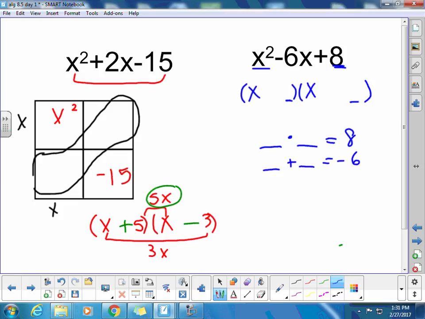Two things multiply together to give me a positive number. They either both have to be positive or both have to be negative. And if they have to add up and give me a negative, I know that they both have to be negative. So factors of 8 that add up to be negative 6 would be negative 4 and negative 2. And if you look, negative 4 times negative 2 is positive 8. Negative 4 plus negative 2 is negative 6. So those are my factors, x minus 4 and x minus 2. So here I would have negative 2x. Here I have negative 4x. So altogether we have minus 6x. So I'm just checking the middle terms.